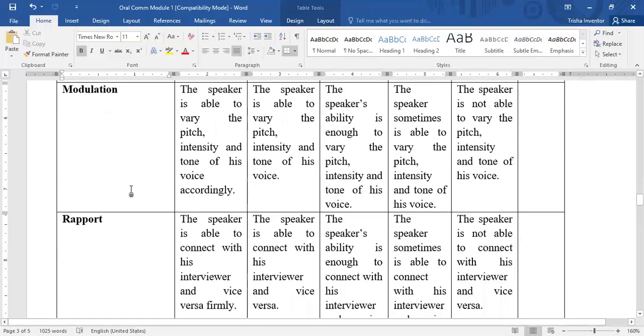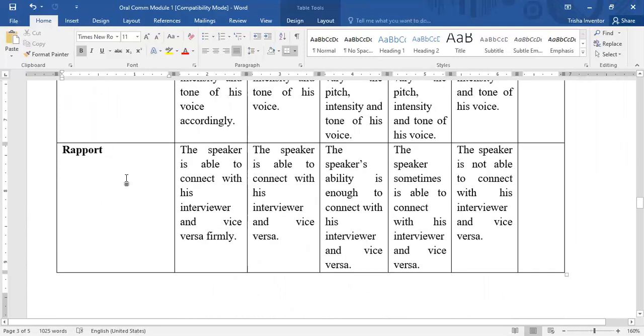So again, modulation is your voice. It should be enough for me to hear. Not too soft, not too loud. And then next is the rapport. Of course, when we say rapport, it is the way you communicate with me. When we say rapport, are you connected with me? Like, am I enjoying talking with you? Something like that is rapport.